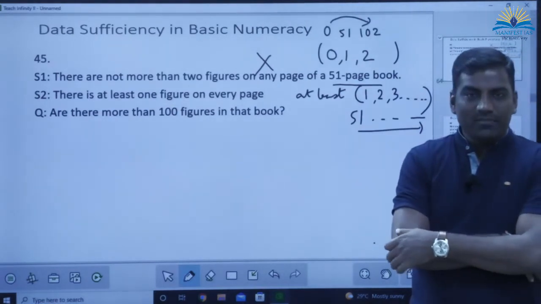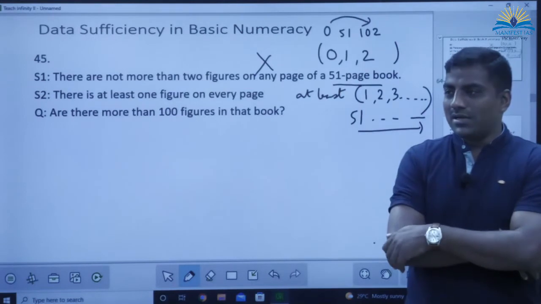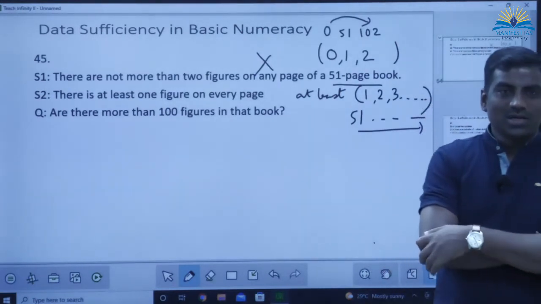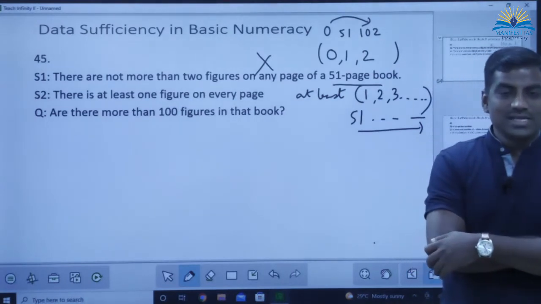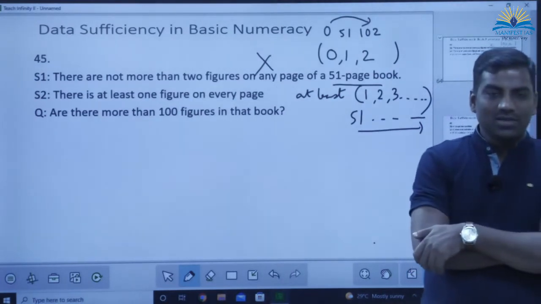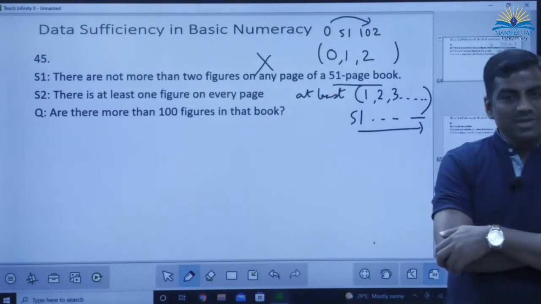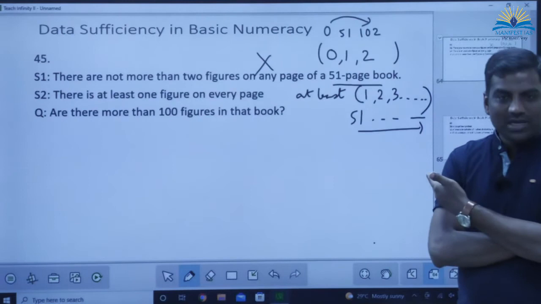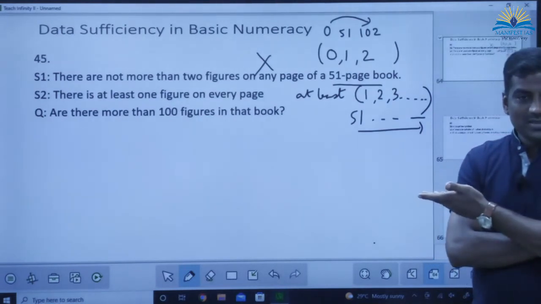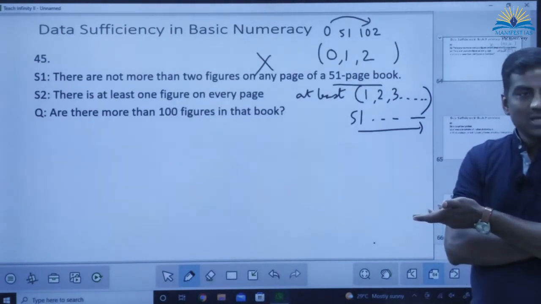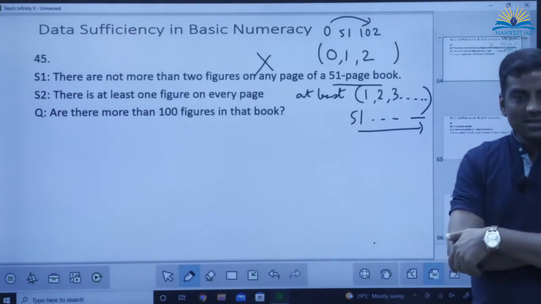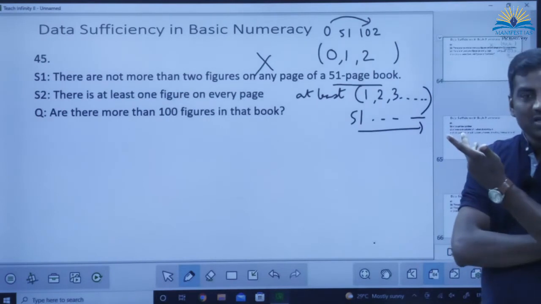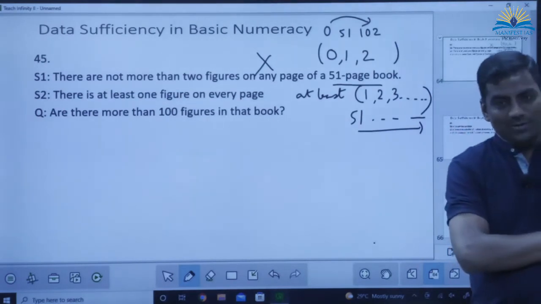Okay, in our country, at least one good person is there. What does that mean? Is there only one good person in our country? There can be 100, there can be 1,000, there can be lakh. One figure a page, at least one figure. More than 100 lakh. At least 51. It starts from 51. There can be 100,000 lakh also.